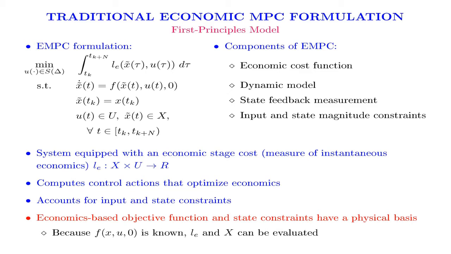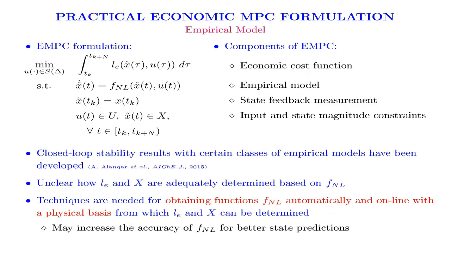This could be a first principles model, and in this case, because the nominal first principles model is known and has a physical basis, the economics-based objective function and the state constraints can be accurately evaluated. However, if an empirical model is used instead, it's unclear how the economics-based objective function and the state constraints are adequately determined based on this empirical system. So techniques are needed for obtaining functions f and l automatically and online with a physical basis, which may increase the accuracy of the empirical model for better state predictions.